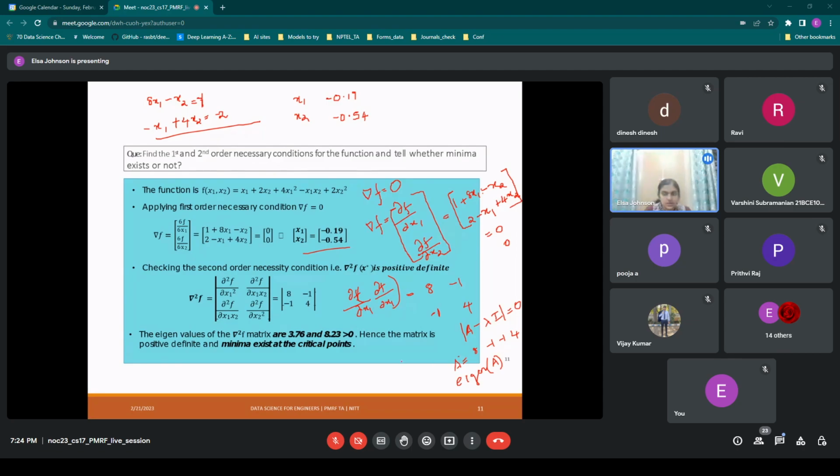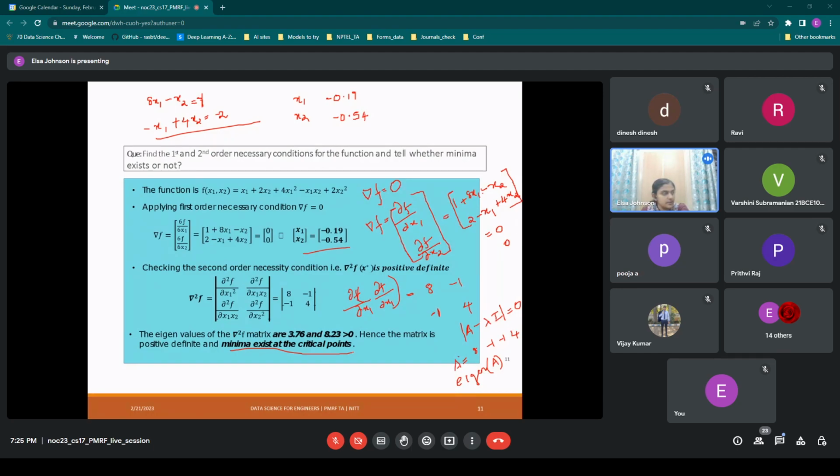I have already shown the example in week 3, so you can just refer to those notes, and that is one method, or you can use the normal method itself. The eigenvalues of the matrix are 3.76 and 8.23. They both are greater than 0. So this matrix is positive definite and minima exists at all critical points. Okay, so that is the answer.